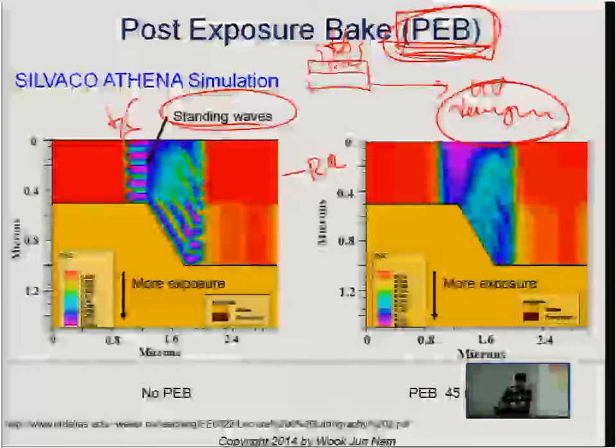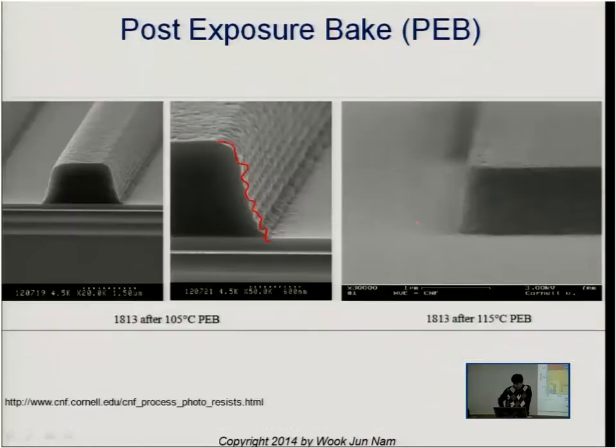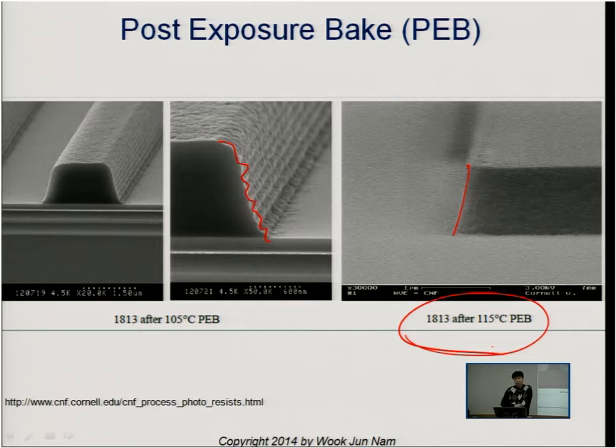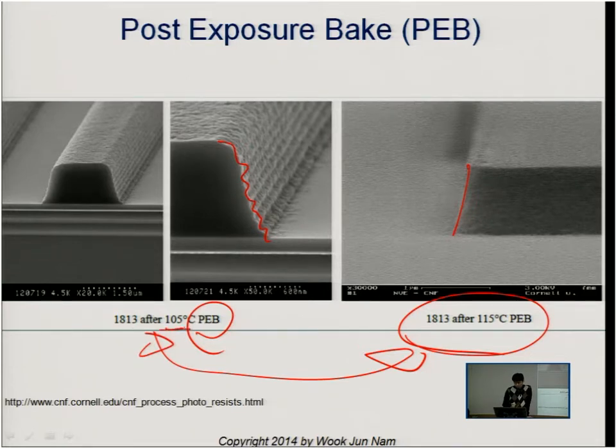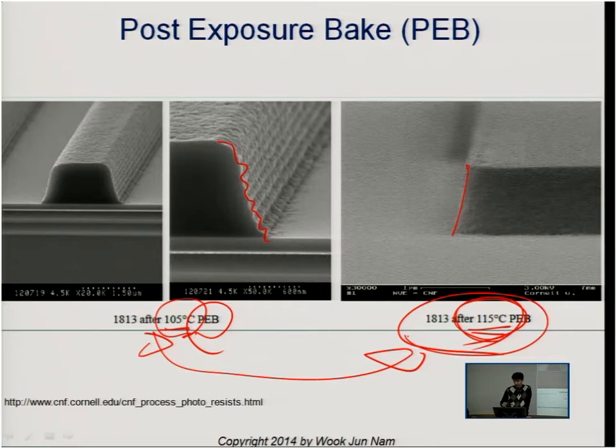So you will have a smooth side wall, and this is the condition after the post-exposure bake. Actually, these two are both the result after the post-exposure bake, but the lower temperature condition does not work very well compared with a little bit higher temperature bake. The right condition of the post-exposure bake makes the side wall much flatter.